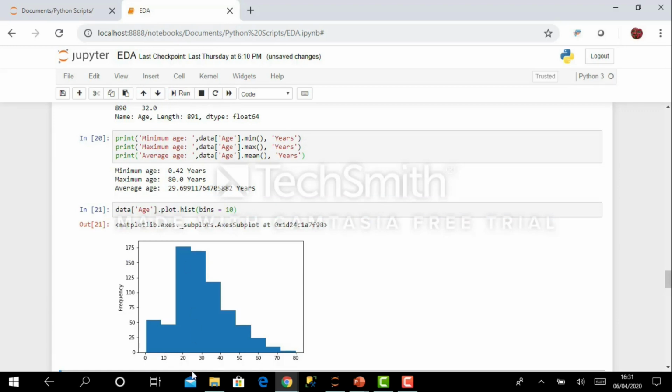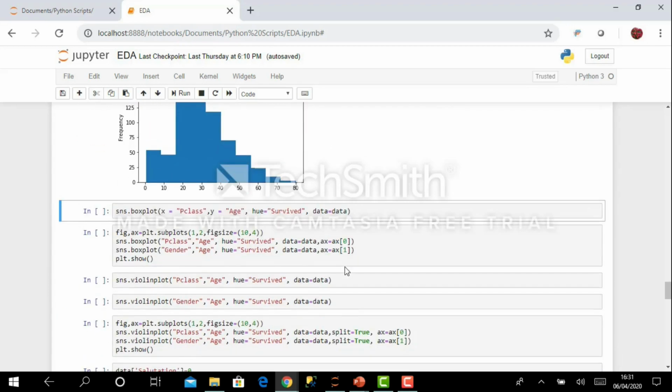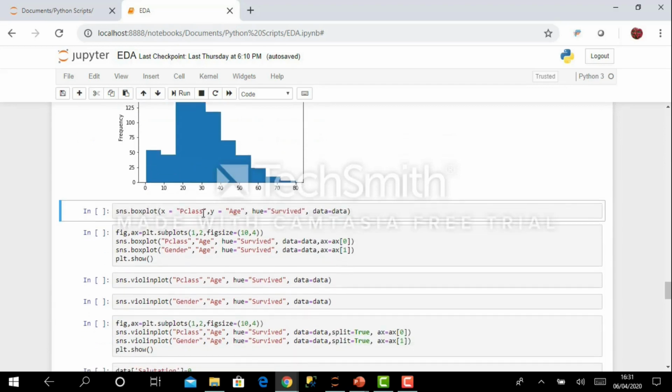So you can see from here that most of the passengers fall between this range, from 20 to 40, you can say. Most of the passengers are in the age group in this region. The histogram helps us to understand that.